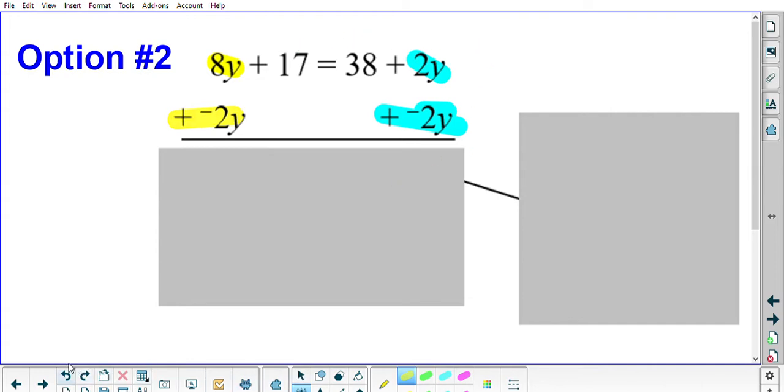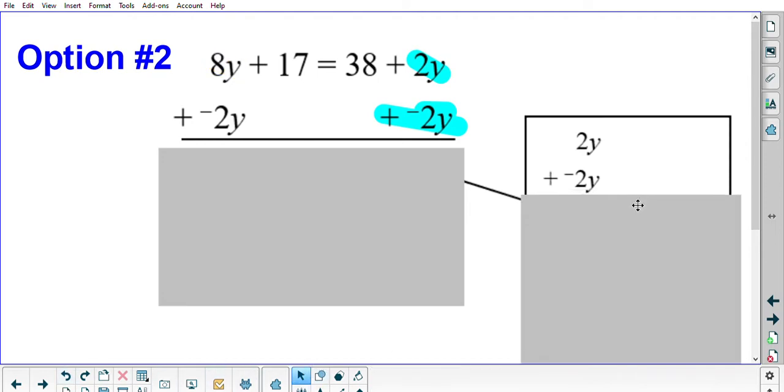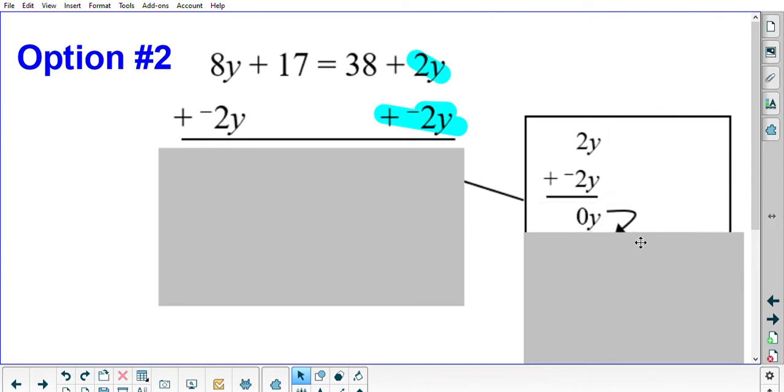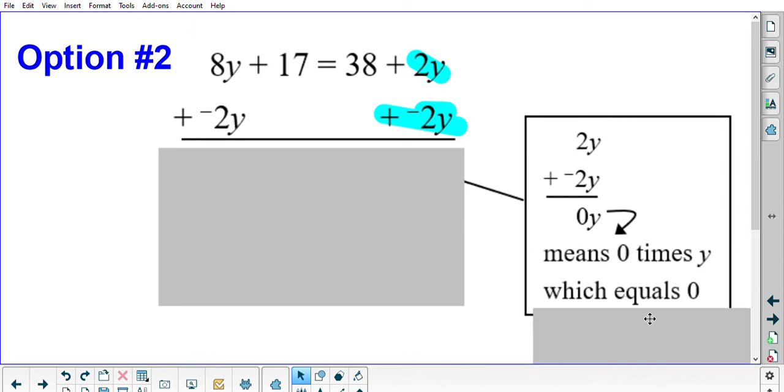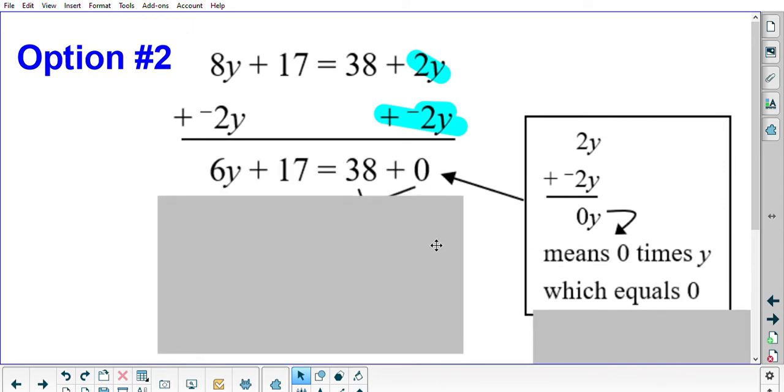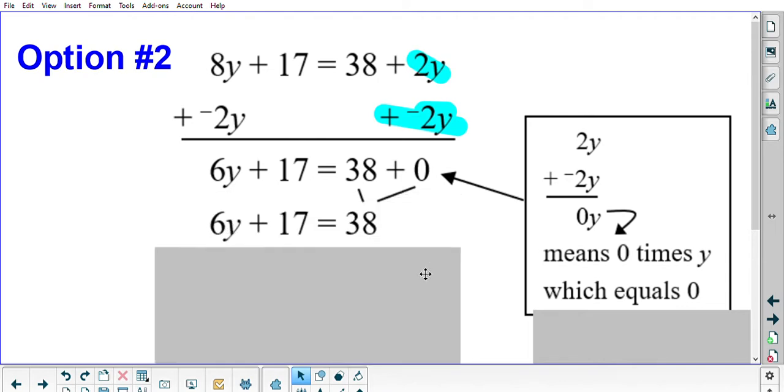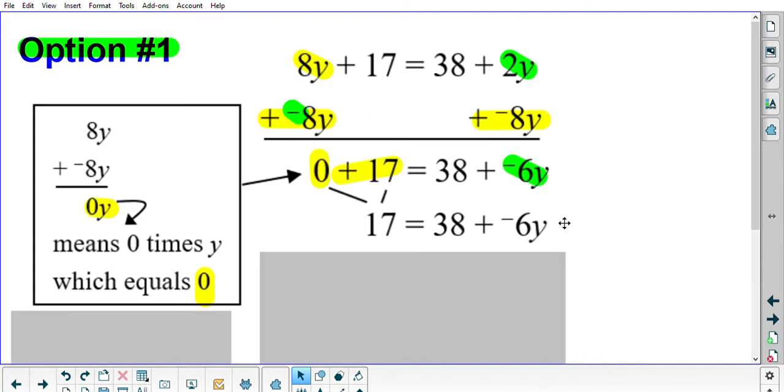Okay, so where was I? 2y plus negative 2y. Why is this helpful? Because 2y plus negative 2y would give you 0y. And this is very much like I showed you last time. 0y means 0 times y, which is just the same as 0. So boom, that is how we no longer have a variable on the right-hand side. And then 38 plus 0 is just 38. And then the variable now remains only on the left side. 8y plus negative 2y is 6y. Now, if 6y sounds familiar to you, it's because the other version had a negative 6y, but on the right.